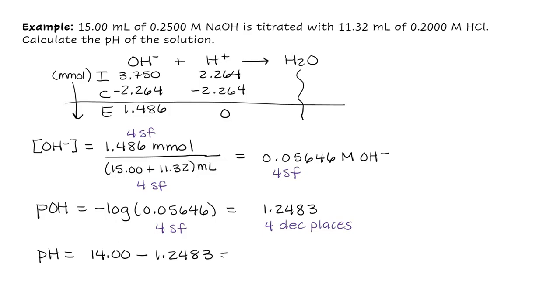And our last step to calculate pH, we have 14.00 minus 1.2483. Our 14 is not exact. It has 2 decimal places. We have 4 decimal places in our pOH. So our final result will get rounded to the fewest number, which is 2 decimal places. So 14 minus 1.2483, rounded to 2 decimal places, gives us a pH of 12.75.